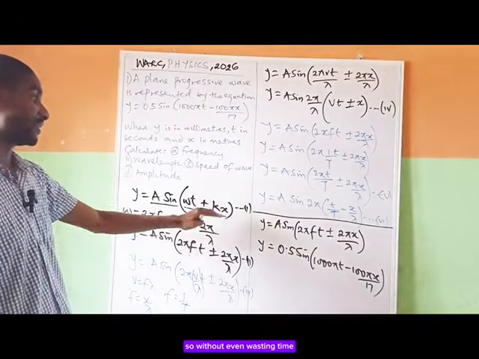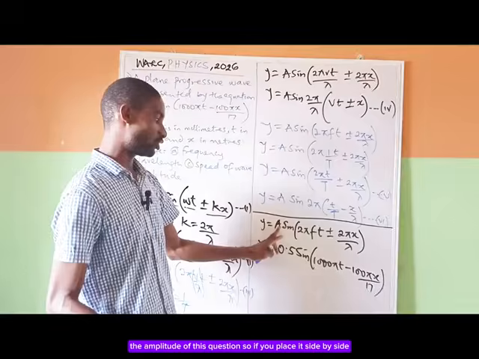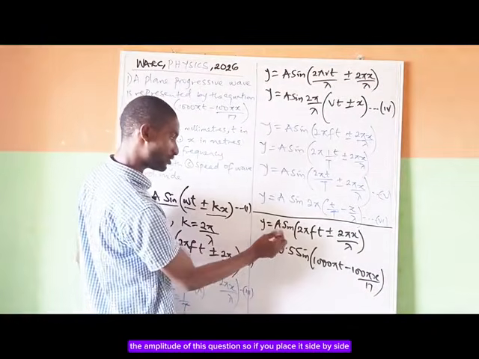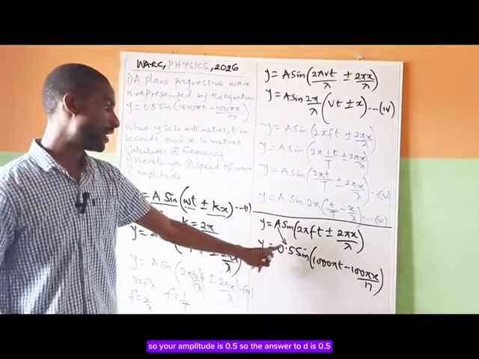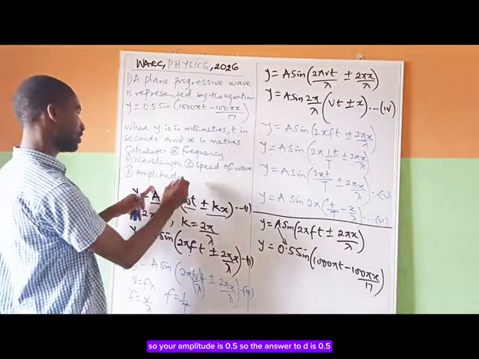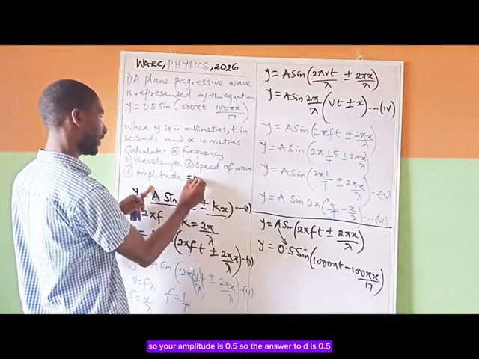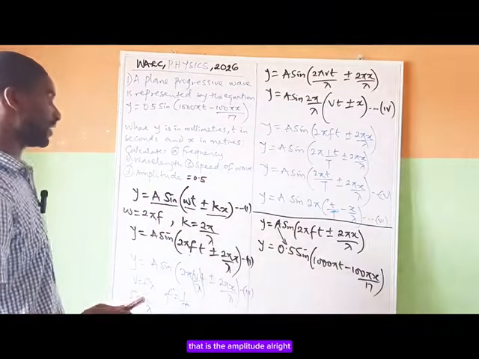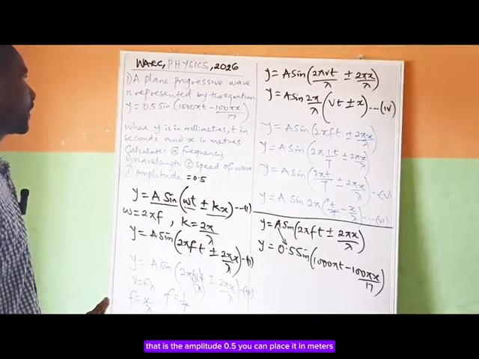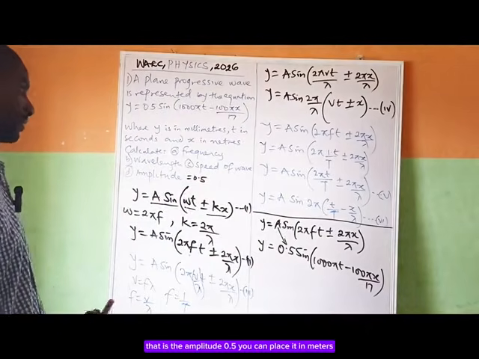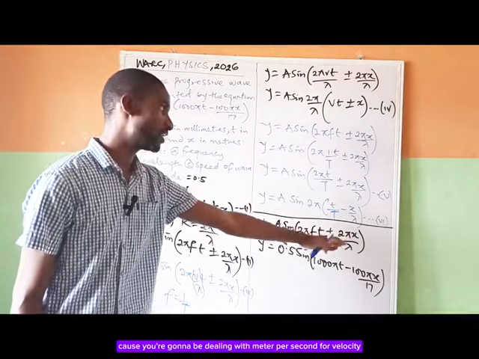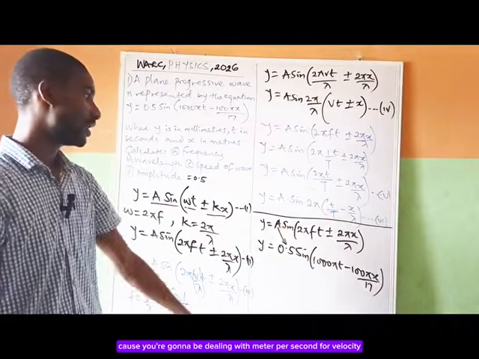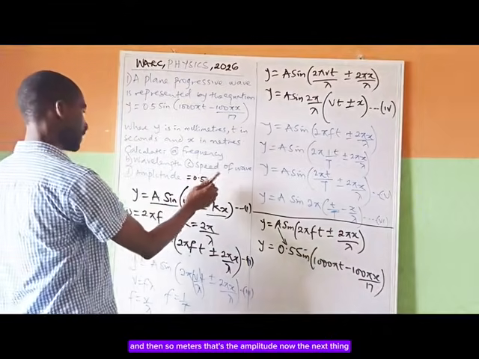So without wasting time, if you place it side by side, you see that your A is 0.5. So your amplitude is 0.5, and the answer to D is 0.5. That is the amplitude. You can place it in meters because we're going to be dealing with meters per second for velocity. So, meters, that's the amplitude.